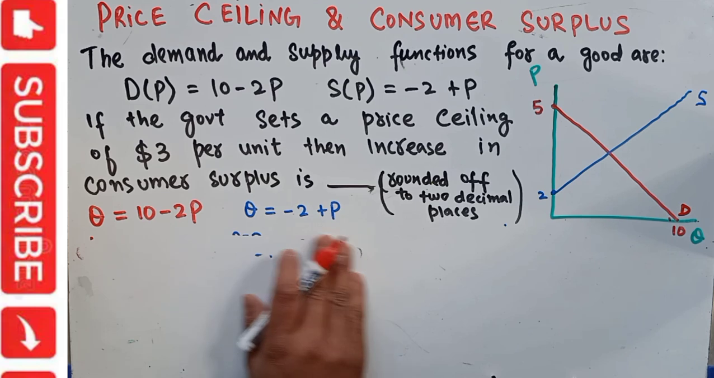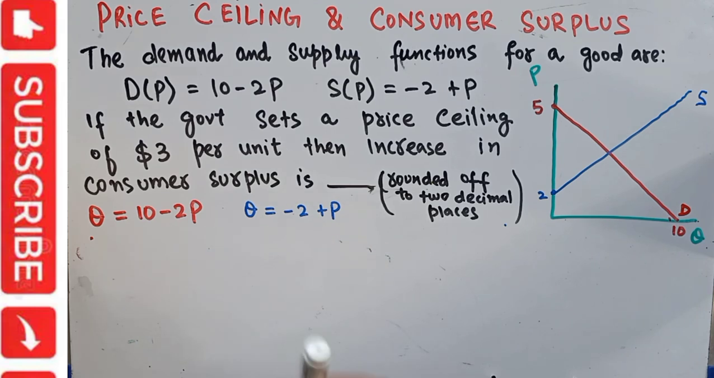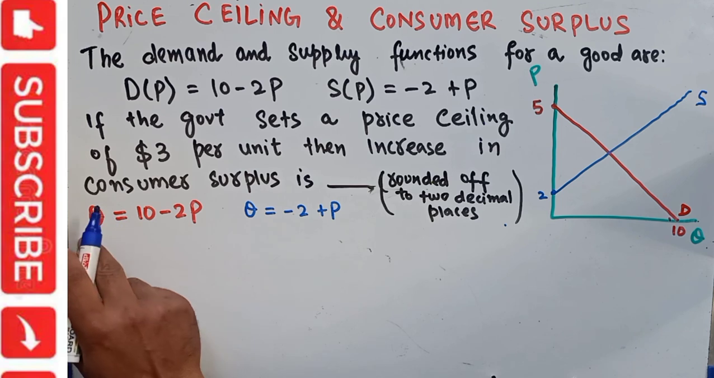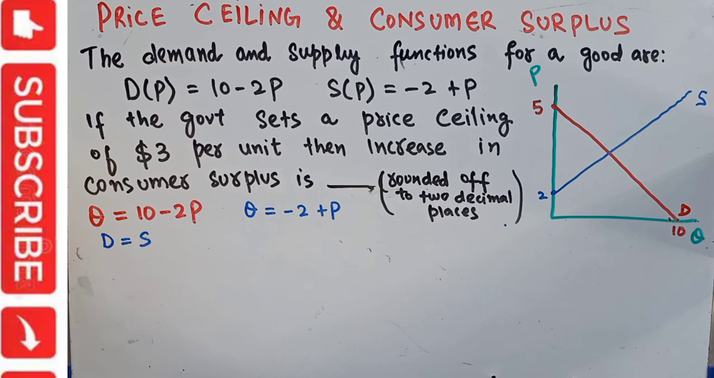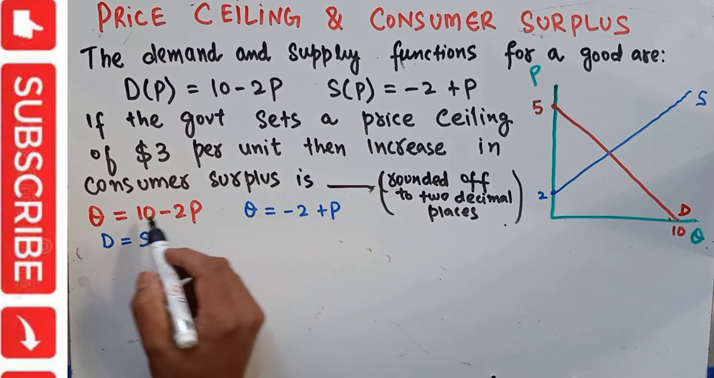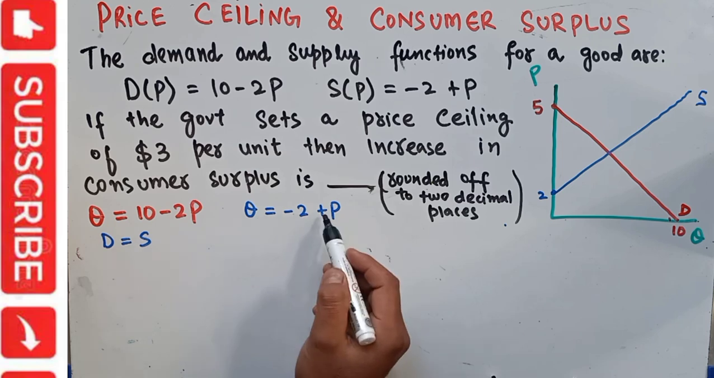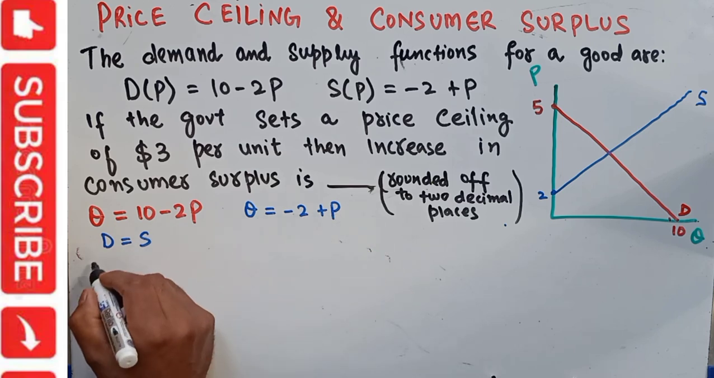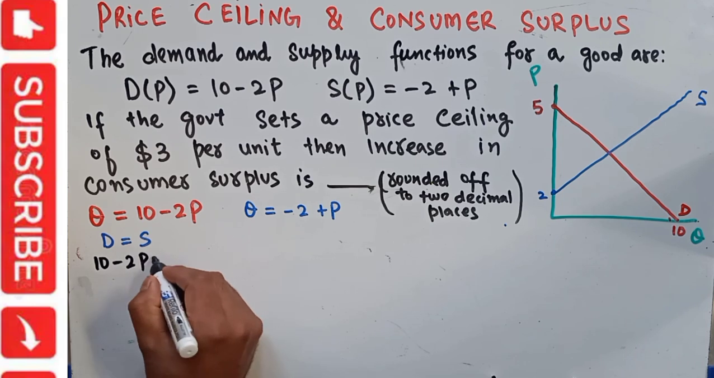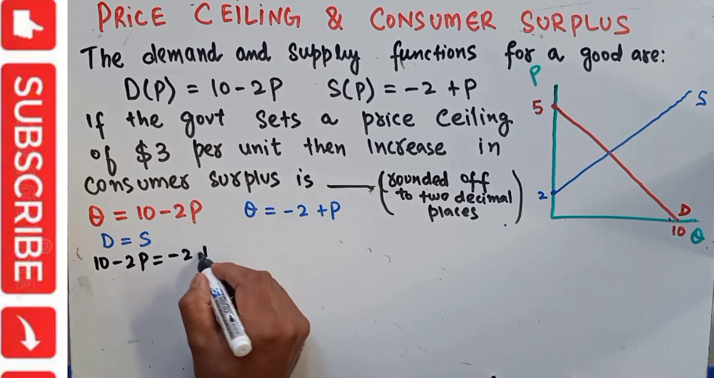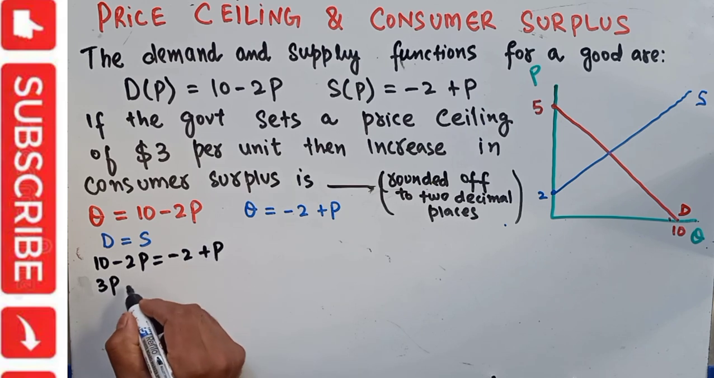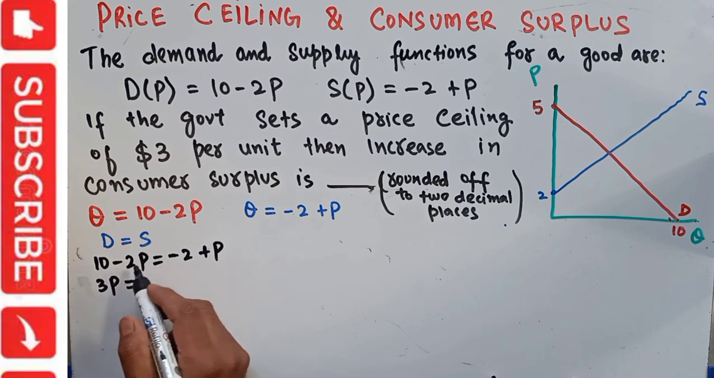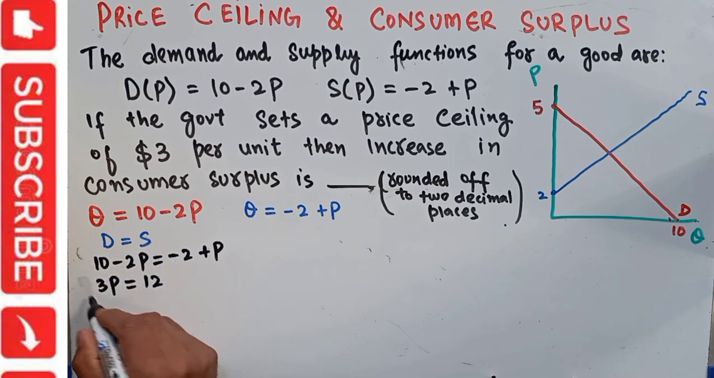Now initially the equilibrium occurs where demand is equal to supply, before the price ceiling. So this is the demand function, this is the supply function. Q is equal to 10 minus 2P, Q is equal to minus 2 plus P. Let us equate them. That means 10 minus 2P is equal to minus 2 plus P. Solving for P, transposing, we get 3P is equal to 10 plus 2, which is 12. Dividing both sides by 3, we get P is equal to 4.